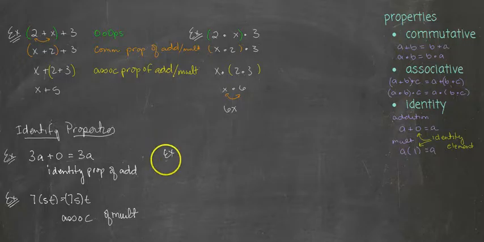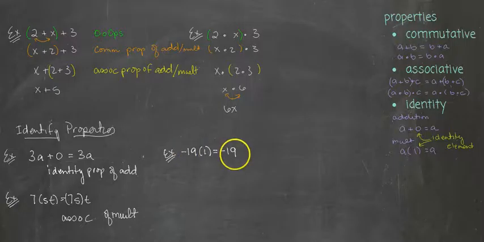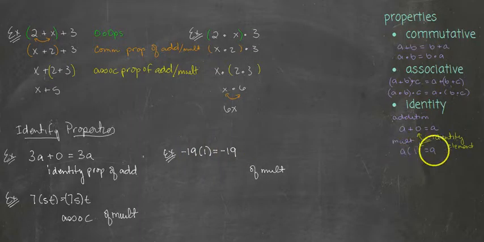Let's do another example. Negative 19 times 1 equals negative 19. Okay, well, what do we have here? It's obviously of multiplication, whatever it is. And which property? Well, I've lost the 1. That's all that's disappeared. But look at what I've done. I've multiplied a number times something and the same number comes back out. So that's the identity property of multiplication.